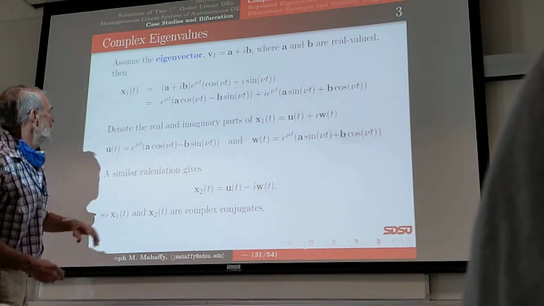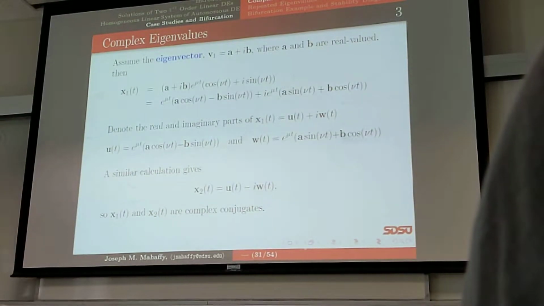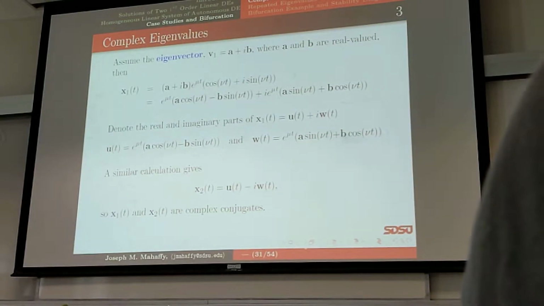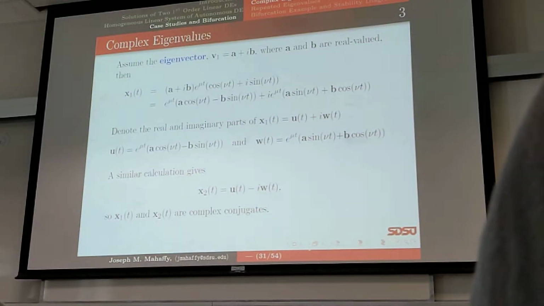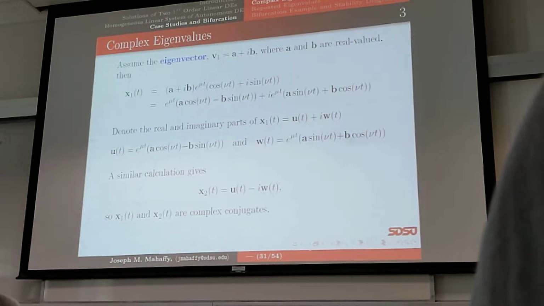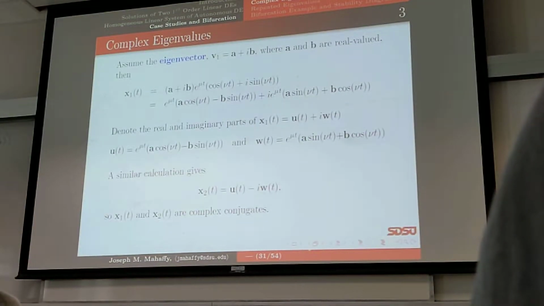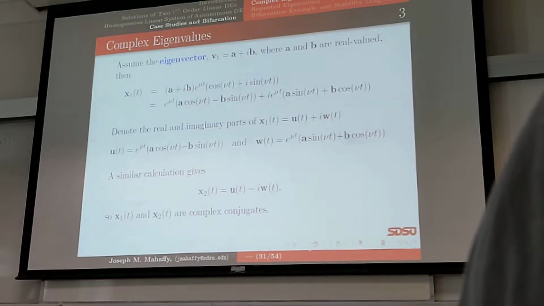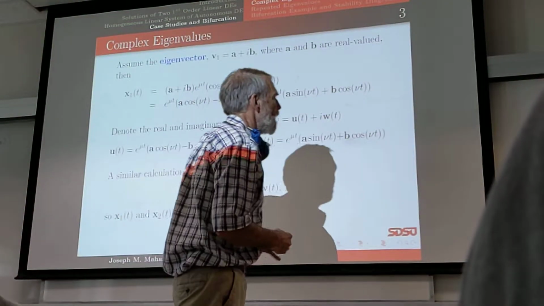Oops. I'm trying to say that my x1 of t, I guess I didn't write that down, is equal to this u of t plus i w of t. And for the complex conjugate, we'll just get the minus there. Okay, so there's my solution x1.